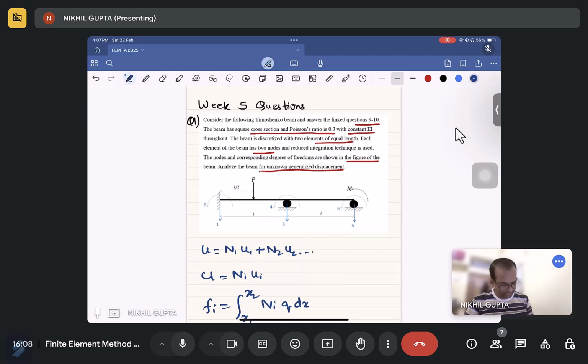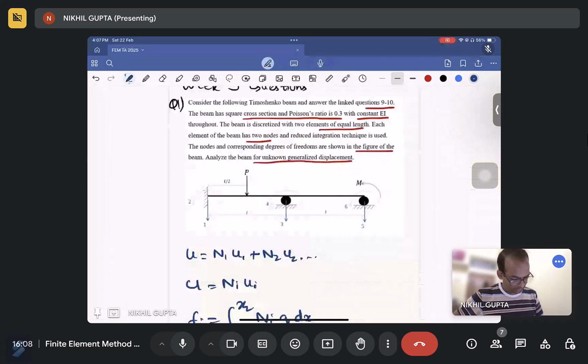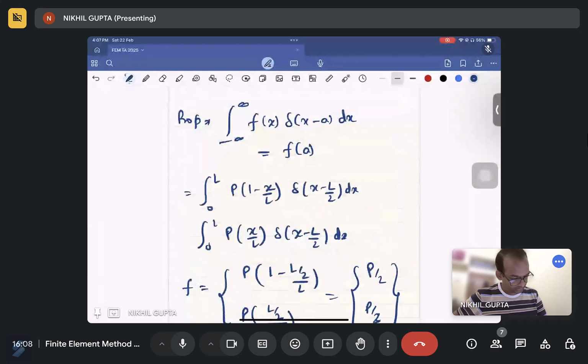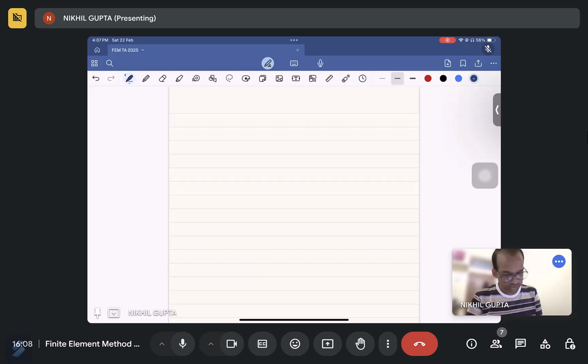So let's start solving the question. What does it say? We have to analyze the beam. So this is a Timoshenko beam. I won't go deep into how the K matrix of a Timoshenko beam is computed. That will be covered in the class. I'll directly write the equation.